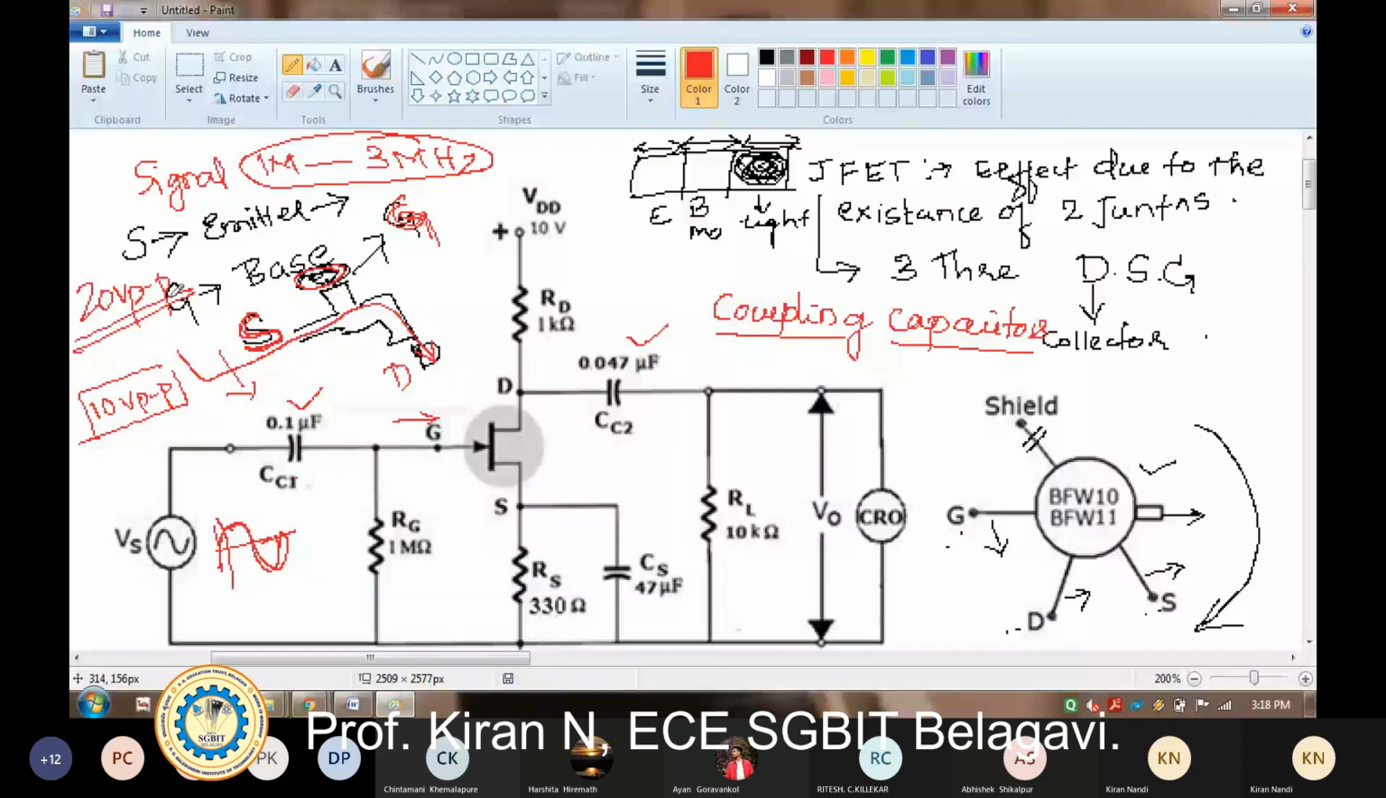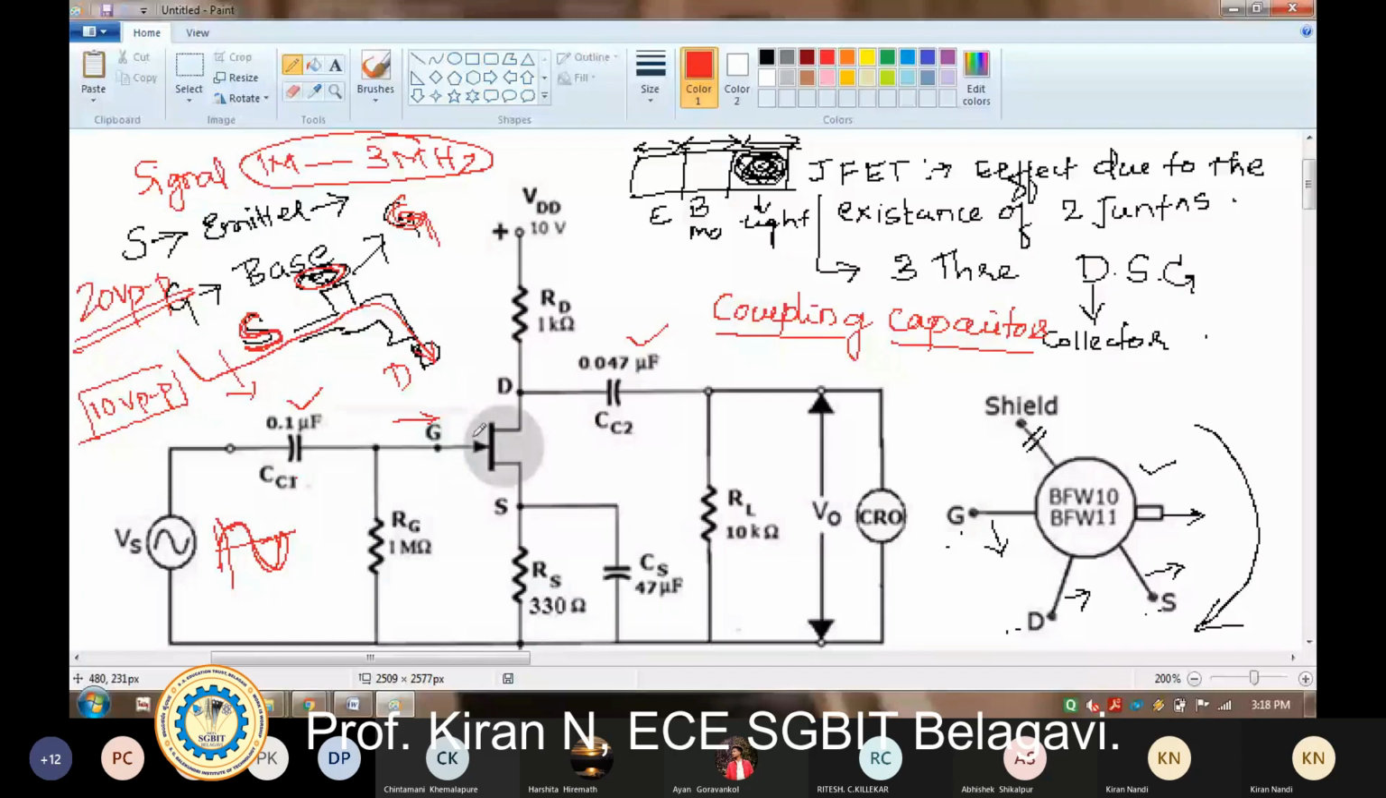Now with this input, I have to check for what frequency range the JFET is responding. So here you can see I am going to apply this input with the help of this coupling capacitor, and the input is applied to the gate terminal. After I apply the input to the gate terminal, I'll be connecting this so that the transistor will start biasing.